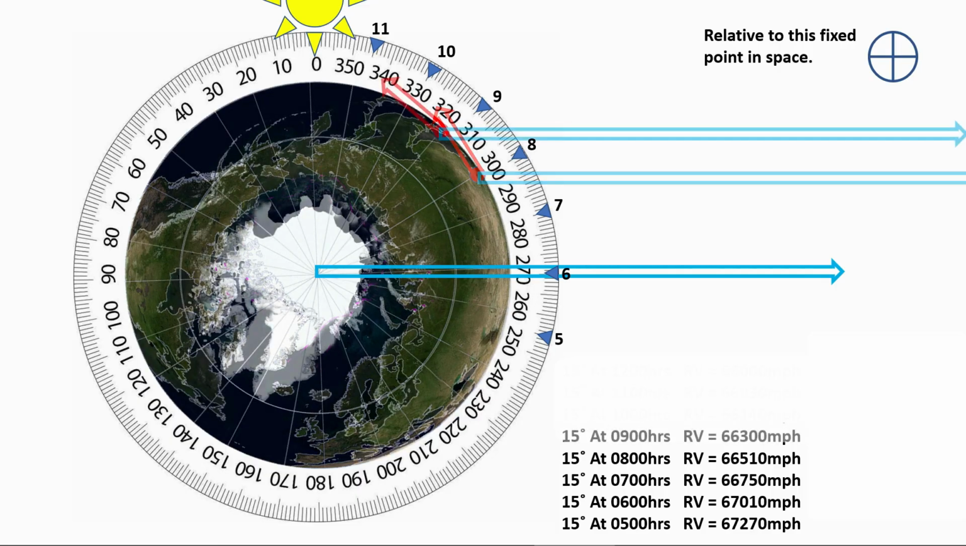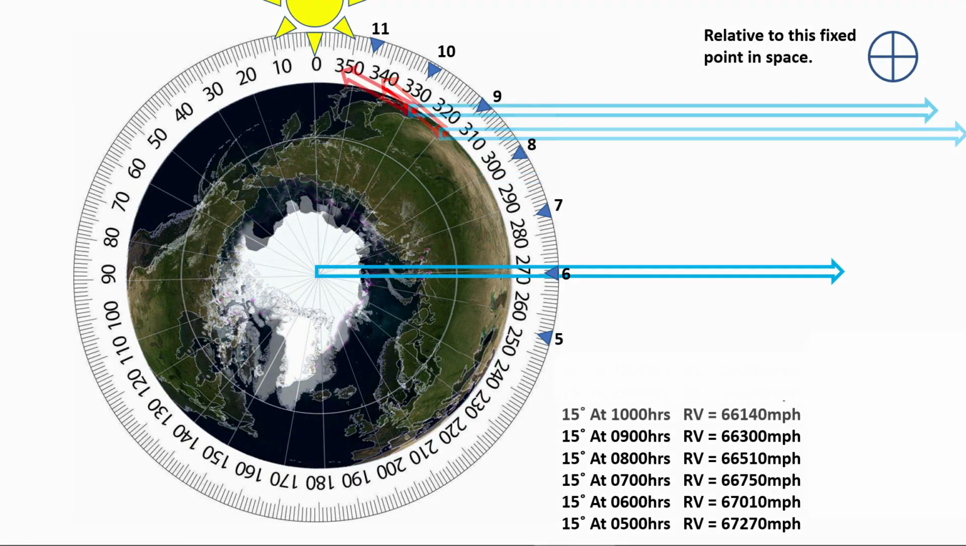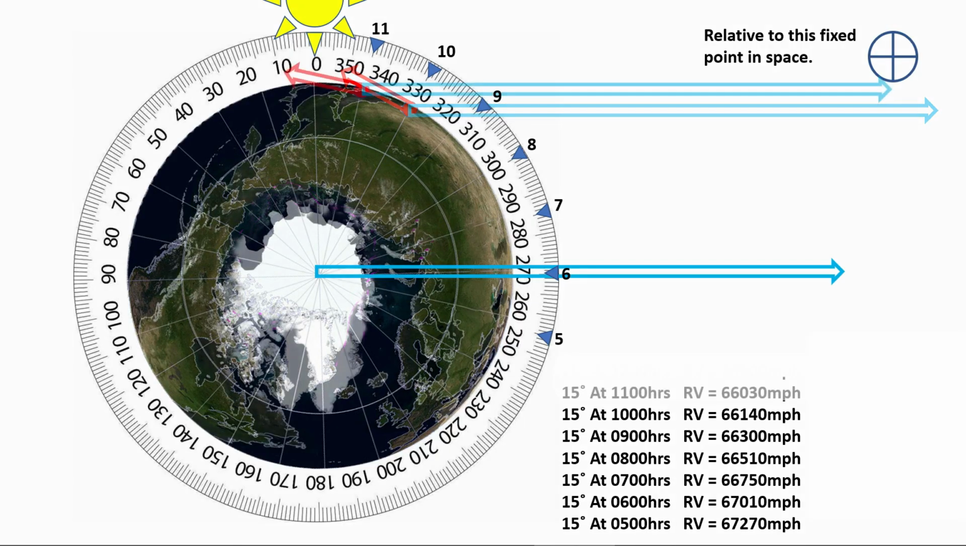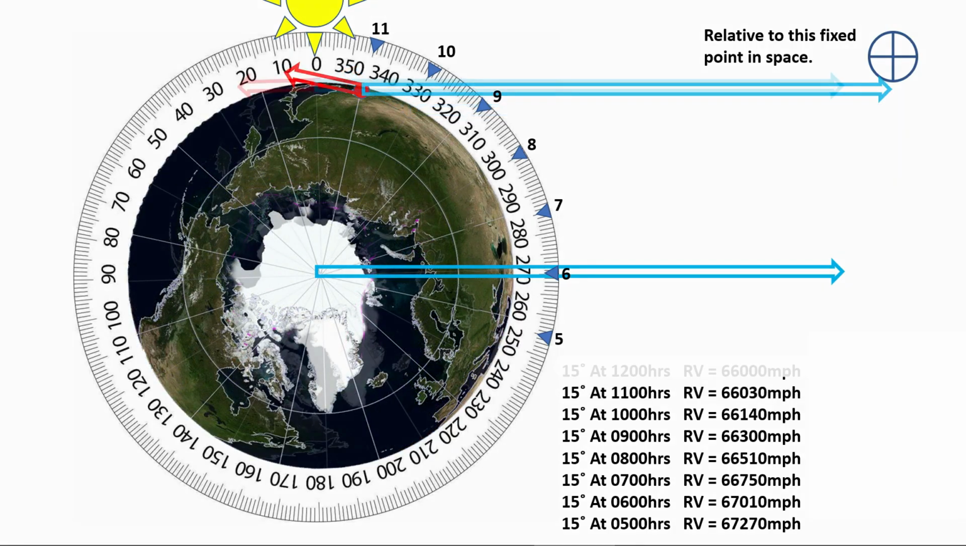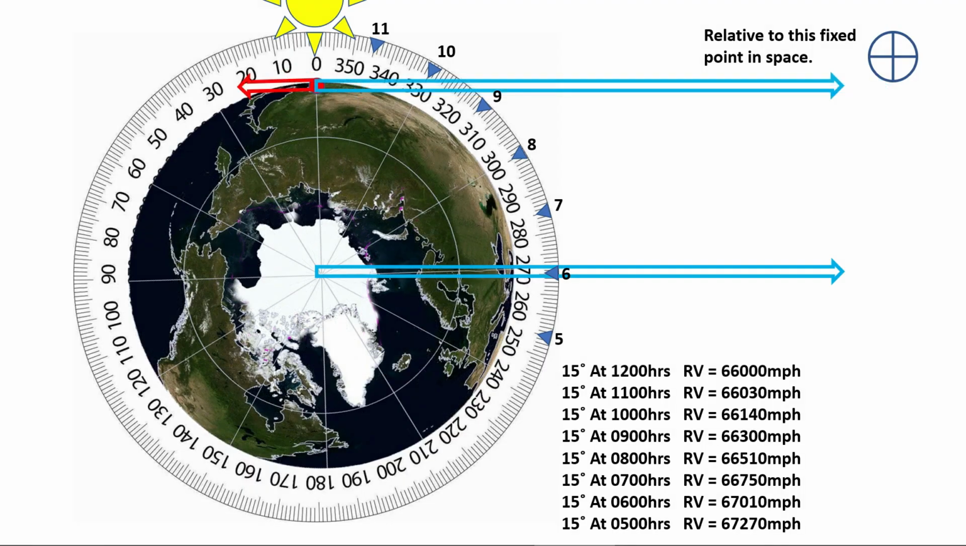Your velocity on the journey around the Sun would be constantly changing. At 1200 hours, your velocity is 66,000 miles per hour. The red numbers are the difference from the last velocity to this point. From 0500 hours to 0600 hours, your velocity has decreased by 260 miles per hour. Your acceleration is minus 3.23 centimeters per second squared.